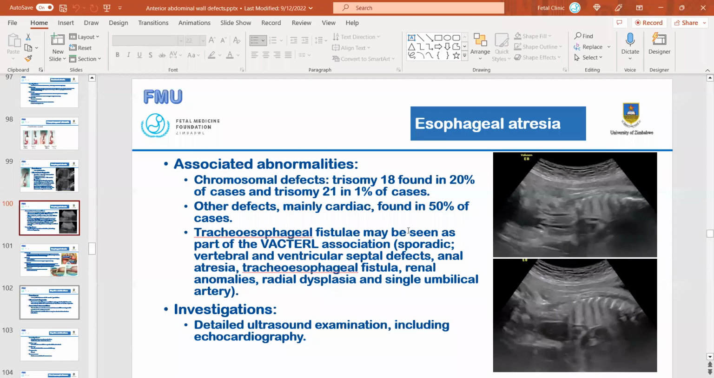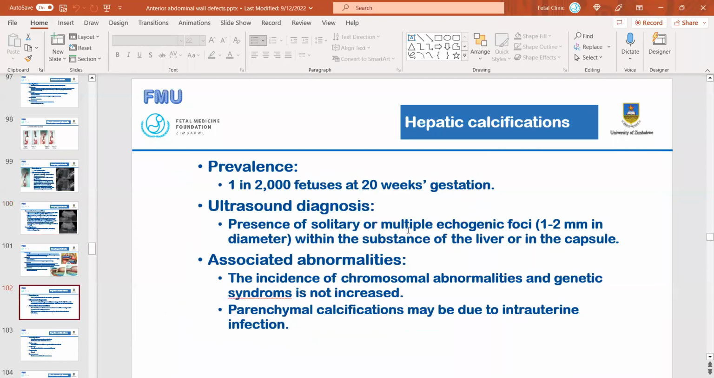So these are as common as 1 in 2,000 fetuses at 20 weeks gestation. For ultrasound diagnosis, you need the presence of solitary or multiple echogenic foci, 1 to 2 millimeters in diameter, within the substance of the liver or in the capsule. The incidence of chromosome abnormalities and genetic syndromes is not increased, and the parenchymal calcification may be due to intrauterine infection. So how do you work them up?